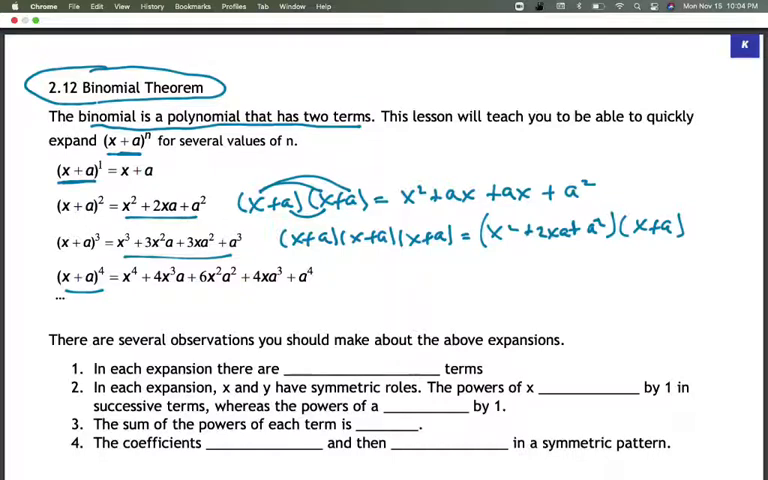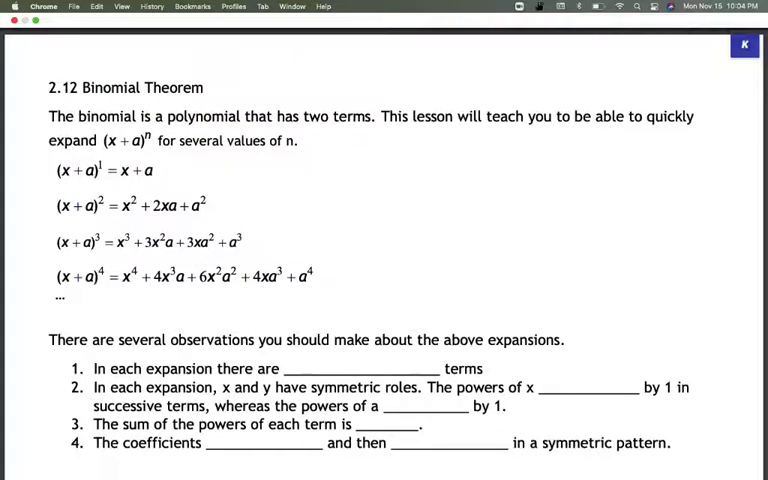So what I want you to notice up here, and I'm going to erase all of that, is that when you have something like x plus a to the nth power, like here we had it to the first power. Well, we had two terms in that one. When we raised it to the second power, we ended up with 3 terms. When we raised it to the third power, we had 4 terms. So in each expansion, there are n plus 1 terms.